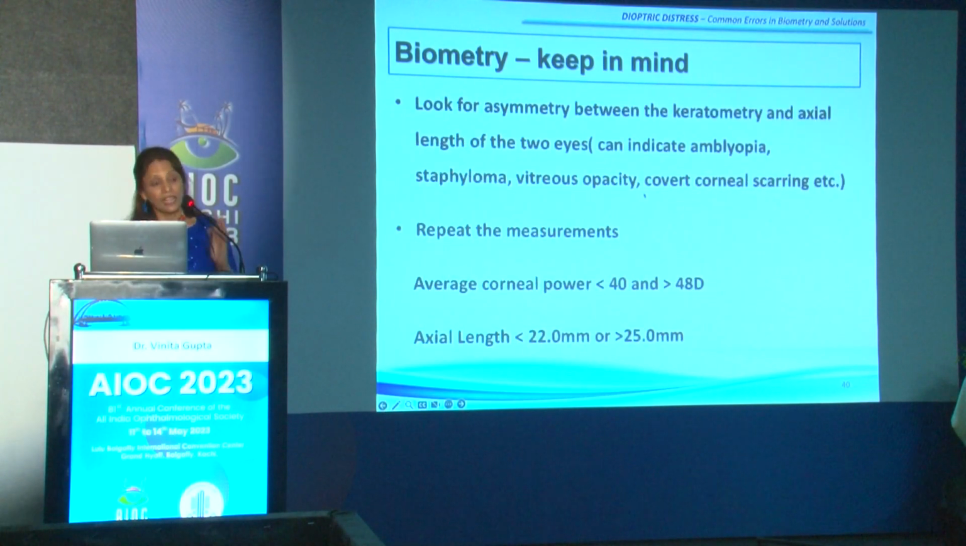Look for asymmetry, and if the asymmetry is occurring on different days, on rechecking also, then think of the causes of asymmetries, which could be amblyopia, staphyloma, any covert corneal scarring. Repeat the measurements in these cases, as I've already talked about.